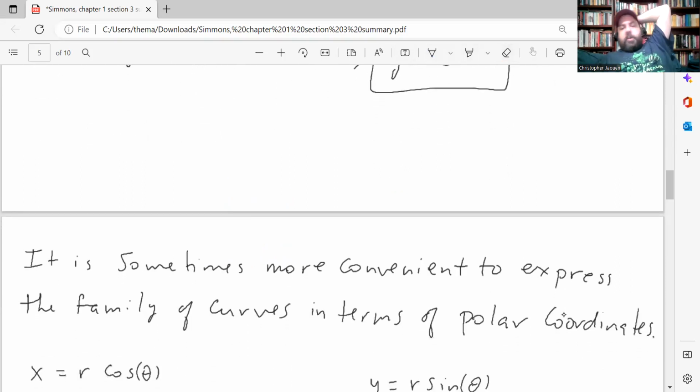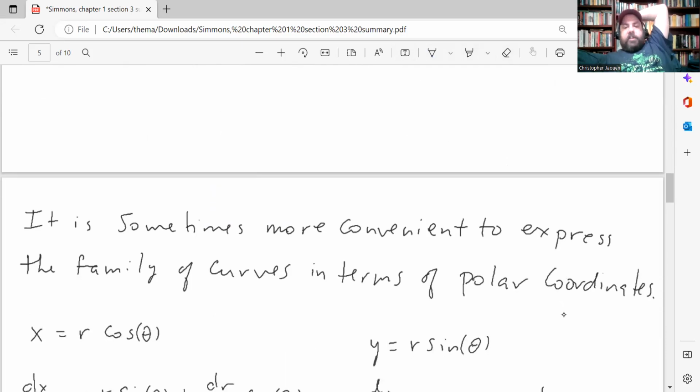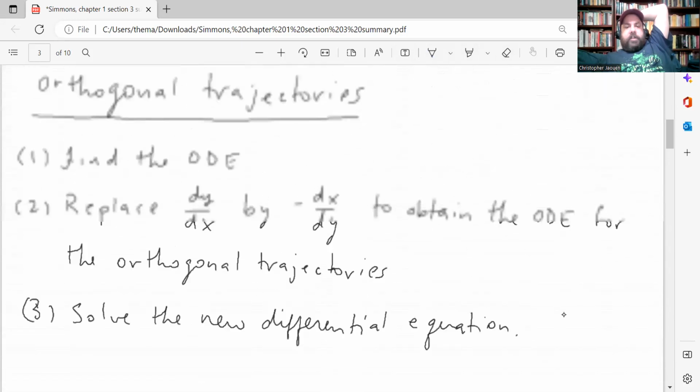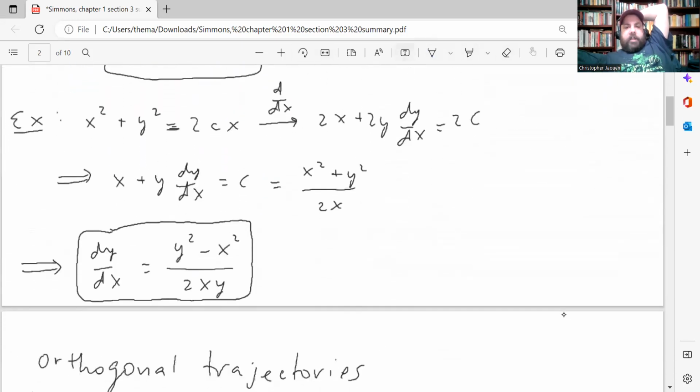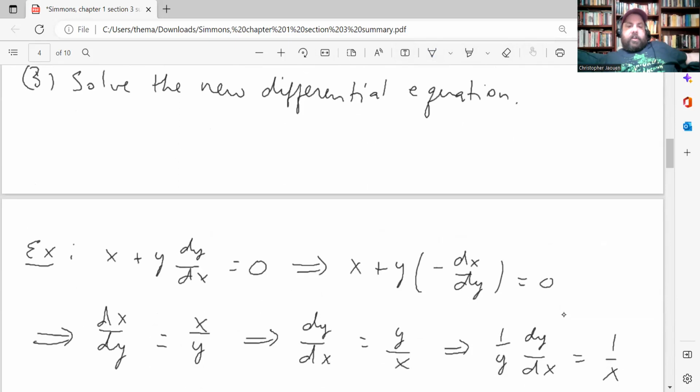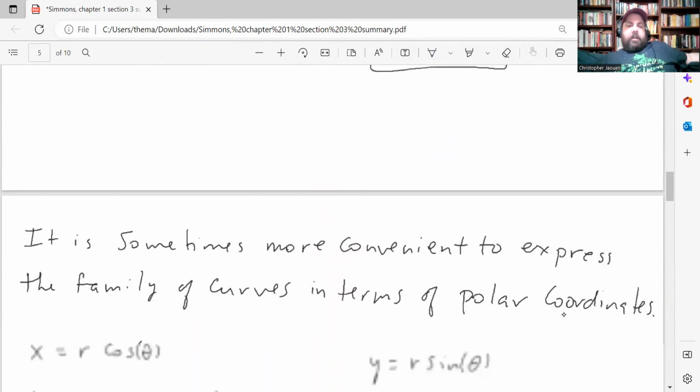Okay, sometimes it's more convenient to express the family of curves in terms of polar coordinates. That is true for the second example that we had over here. Here it's easier to represent this differential equation in terms of polar coordinates and then solve for the orthogonal trajectories using the polar representation. But there's something we have to talk about first. There's a derivation that we need.